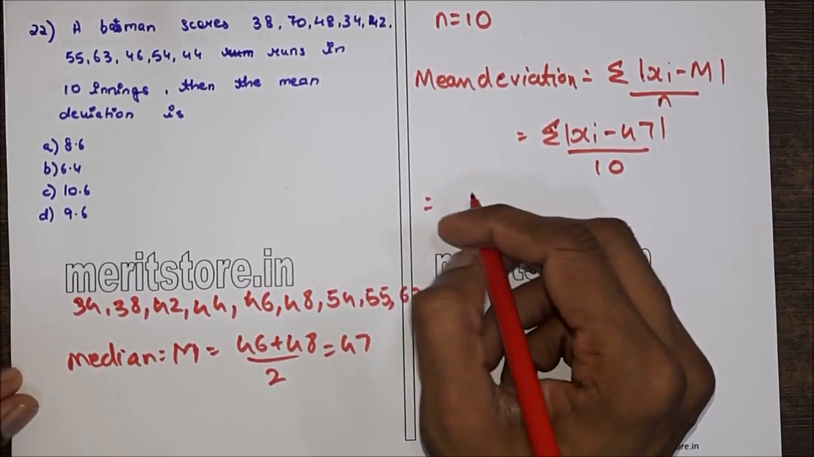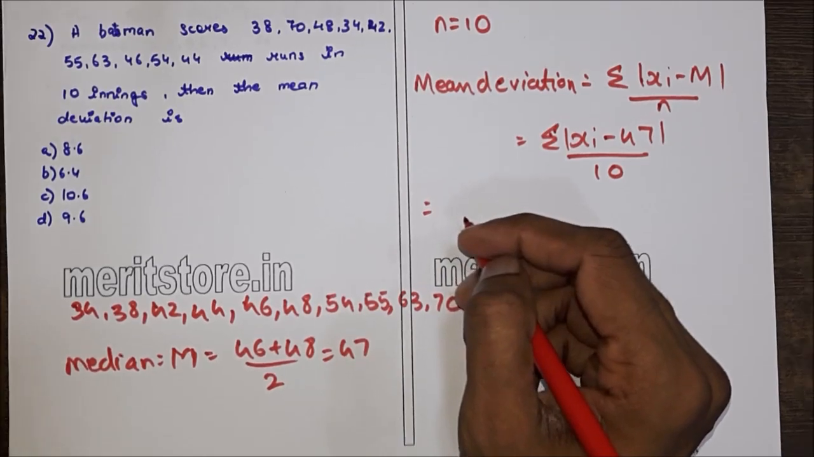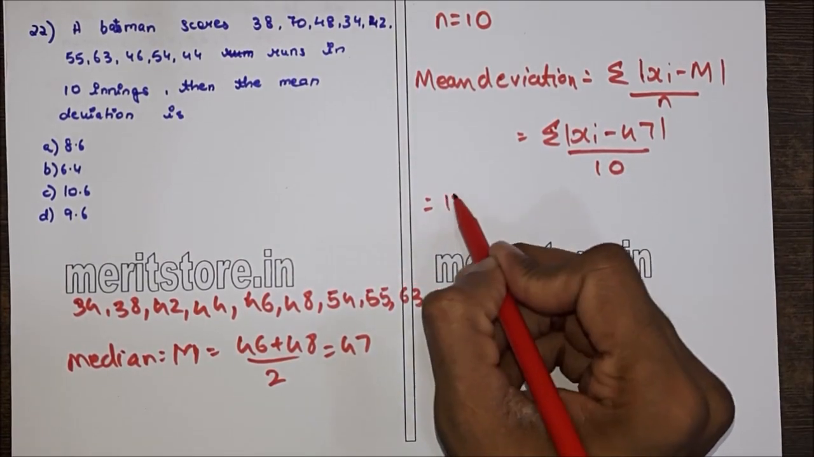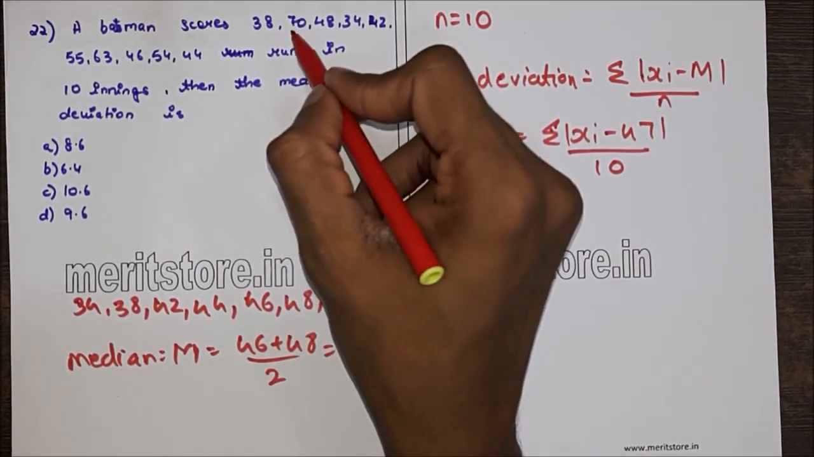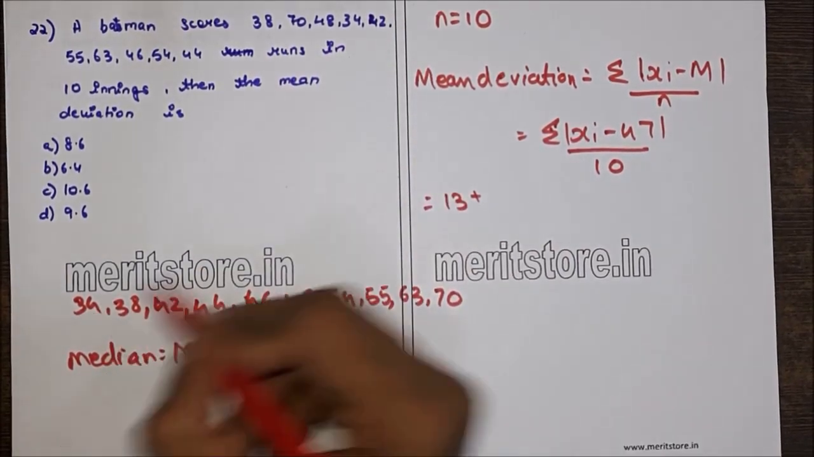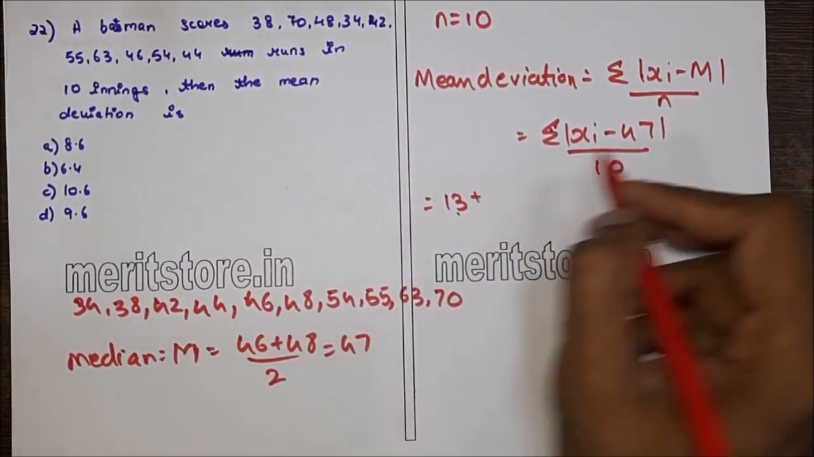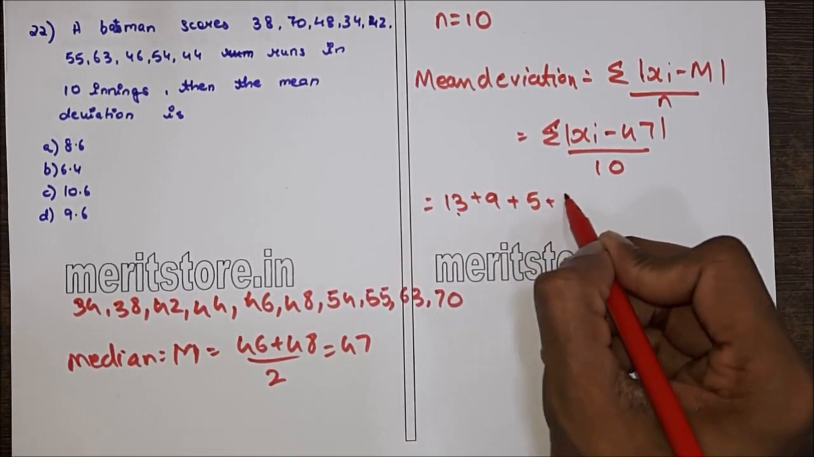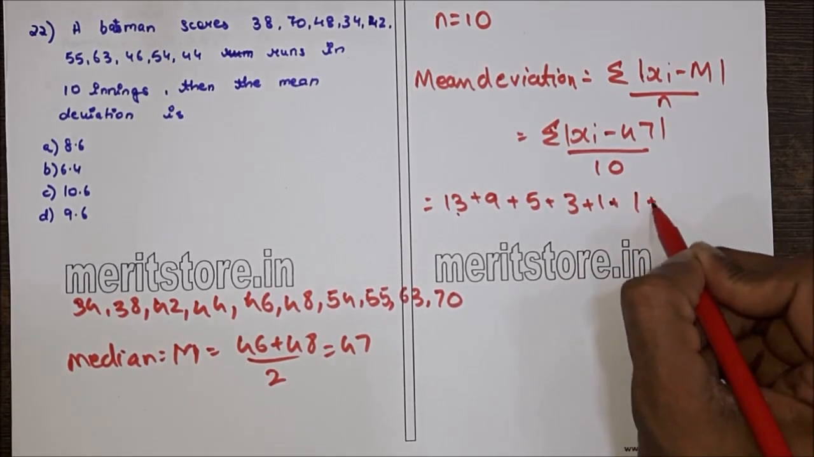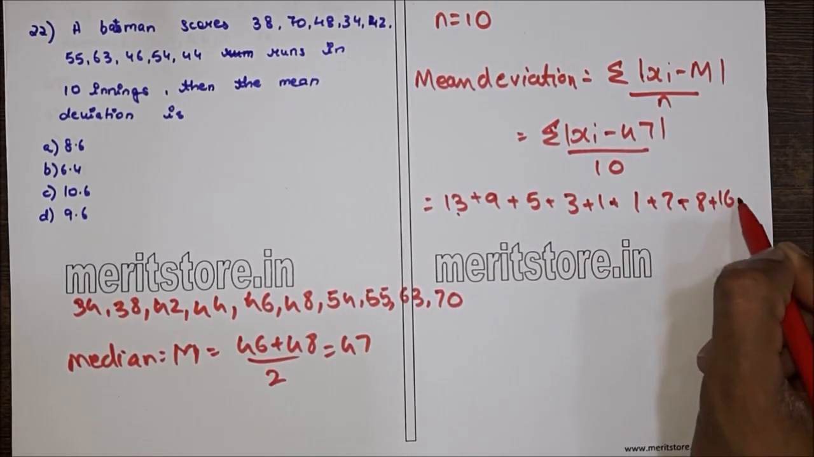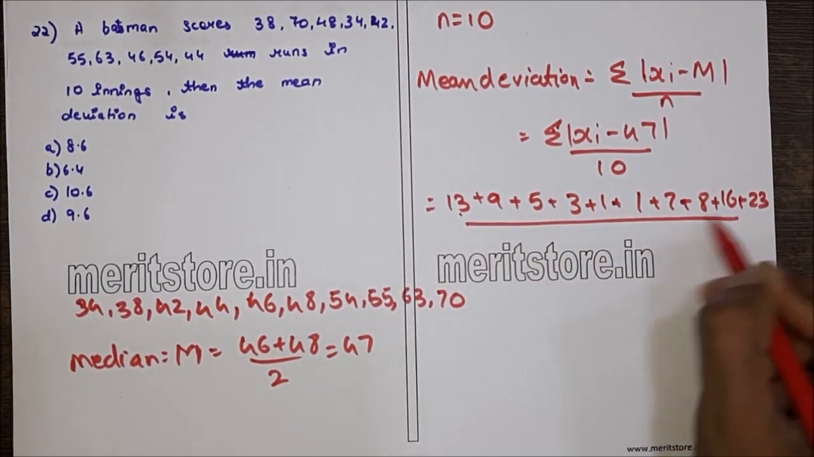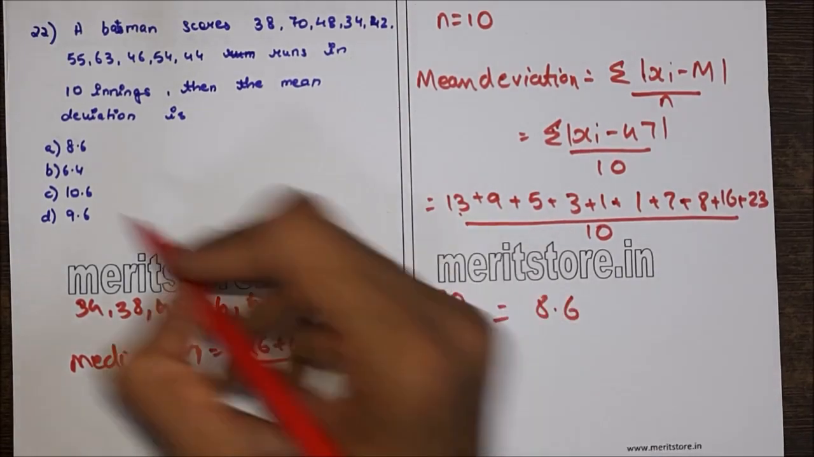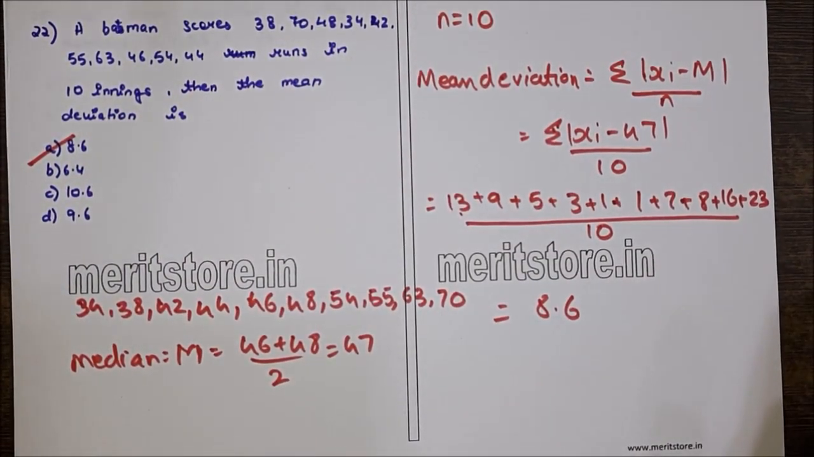Substituting the values, so we substitute every data, that is 34 minus 47, we get 13, 38 minus 47, we get 9, 42 minus 47, we get 5. Further, we get 3 plus 1 plus 1 plus 7 plus 8 plus 16 plus 23 upon 10. Further solving this, we get 8.6, which matches with option A. Therefore, option A is the correct answer.